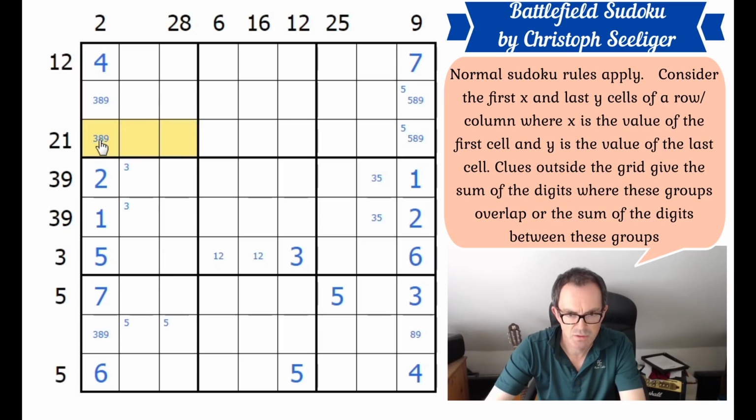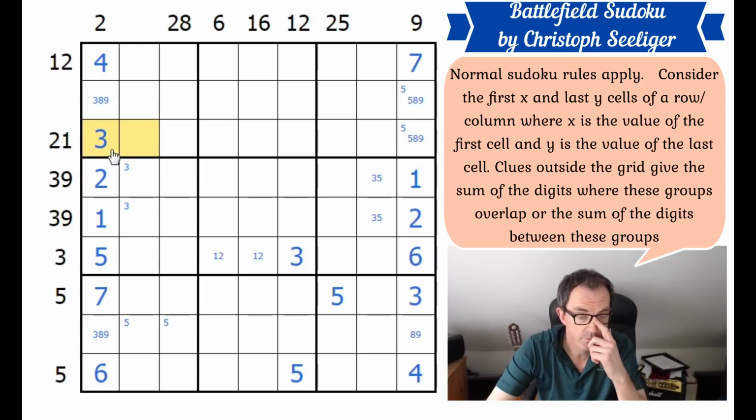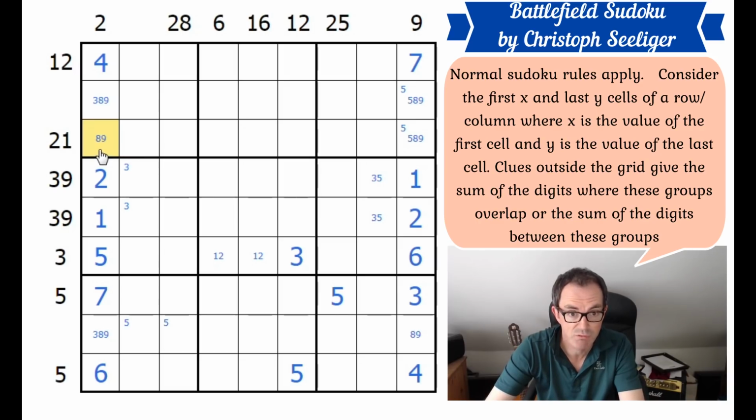No, 3 is nonsense. 3 is impossible. Because if we make this a 3, we now know this has got to be 8 or 9, and we've got to make 1 or 2. Well, we've got to make 3 cells or 2 cells add up to 21, because that's the overlap. That's not possible. If there was a 3 here, these would both have to equal 9. So that doesn't work. We can say with certainty this is not a 3, and more importantly, that this is a 5.